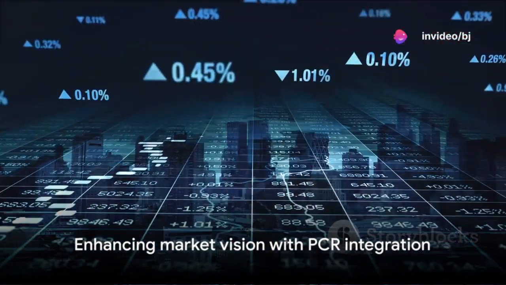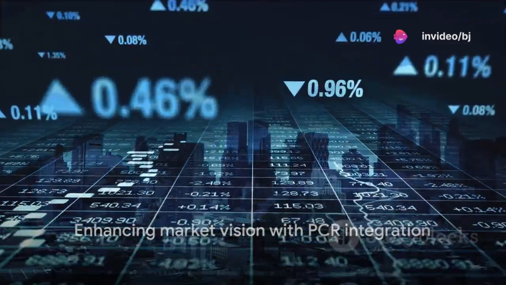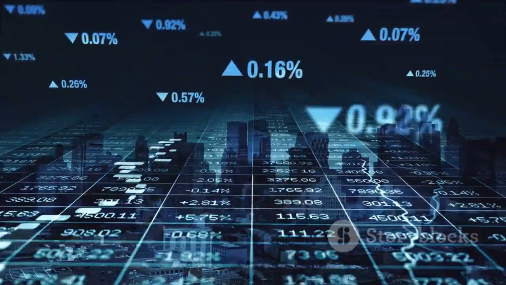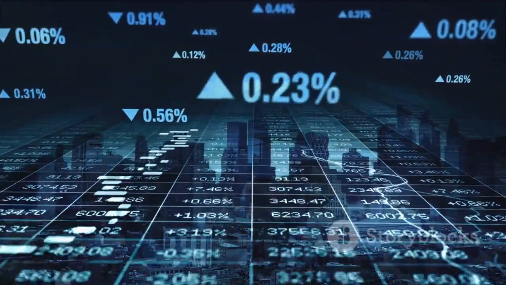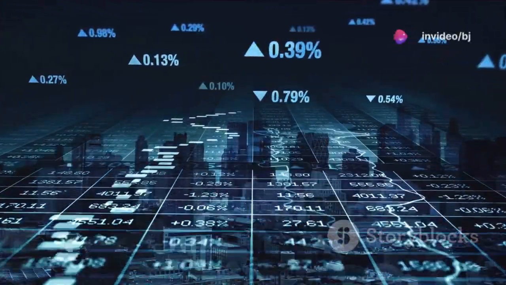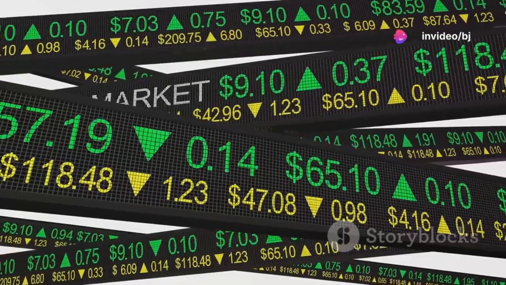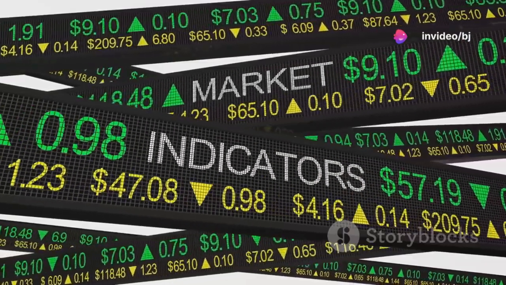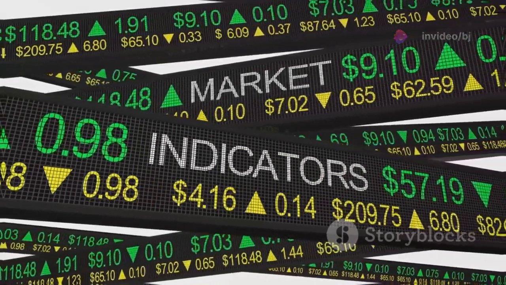Incorporating PCR into your trading decisions is like adding a high-powered scope to your market vision. It allows you to see beyond the immediate horizon, preparing you for potential shifts before they fully manifest. Integrating PCR with other market indicators fortifies your trading decisions against unexpected market swings.